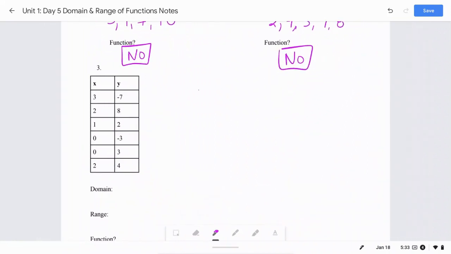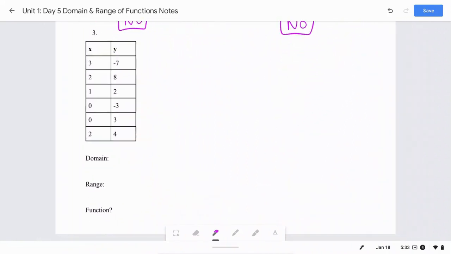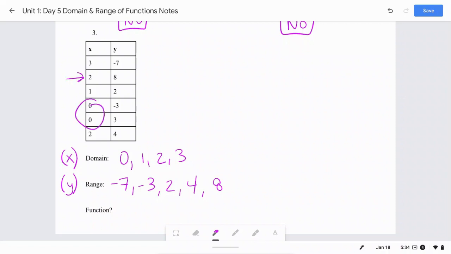In example 3, sometimes they'll give you the ordered pairs in a table, but you're still going to do the same thing. You're going to put, for the domain, the x values in order from smallest to largest. So we're going to write 0, and we're not going to repeat it. Then +1, +2, +3. For the range, we're going to put the y values in order from smallest to largest. So we would have -7, -3, +2, +4, and +8. To see if it's a function, we're going to look to see if any of the x's are repeating, and they are. The 0s repeat and the +2s repeat. So this again would not be a function.